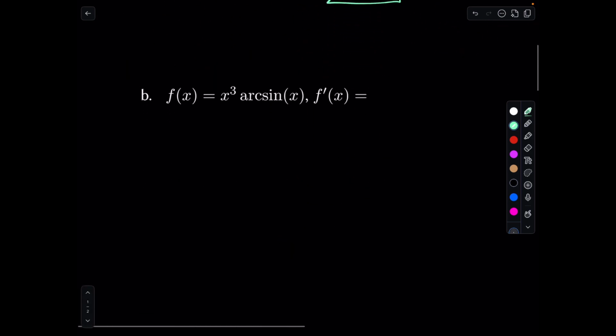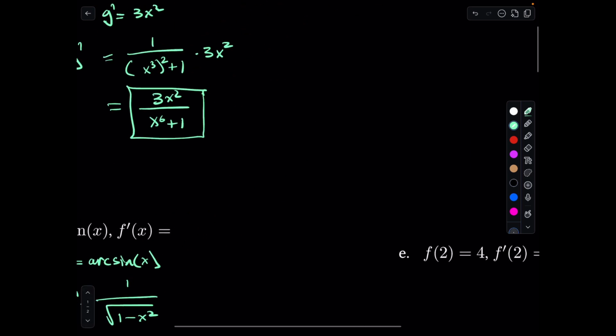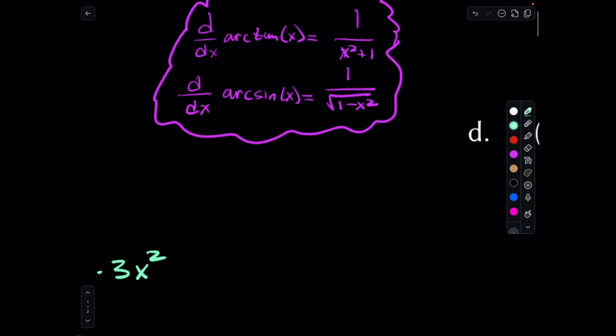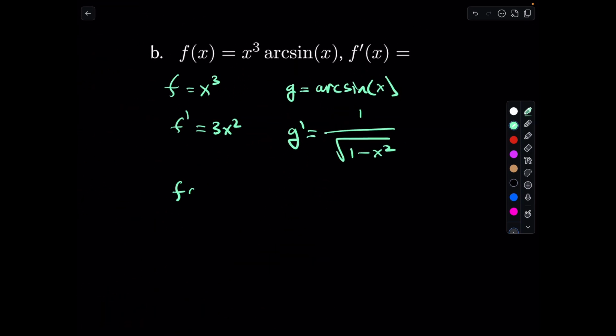Very good. Onward. Let's try this one. In this case, this unfortunate situation with the f, but we're using the product rule. F is x cubed and g is arcsine. That means f prime is 3x squared. G prime is 1 over the square root of 1 minus x squared, which comes from our little thought bubble up here. And then we're just going to do f g prime plus g f prime. So there's our product rule.